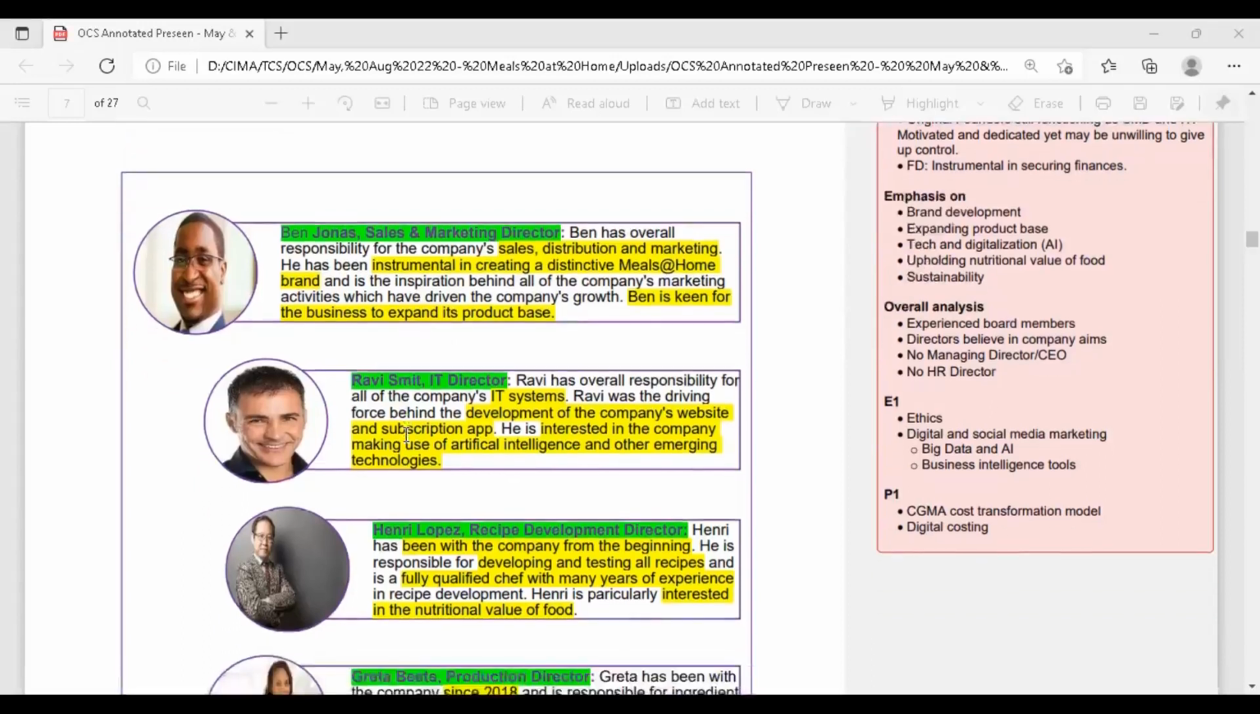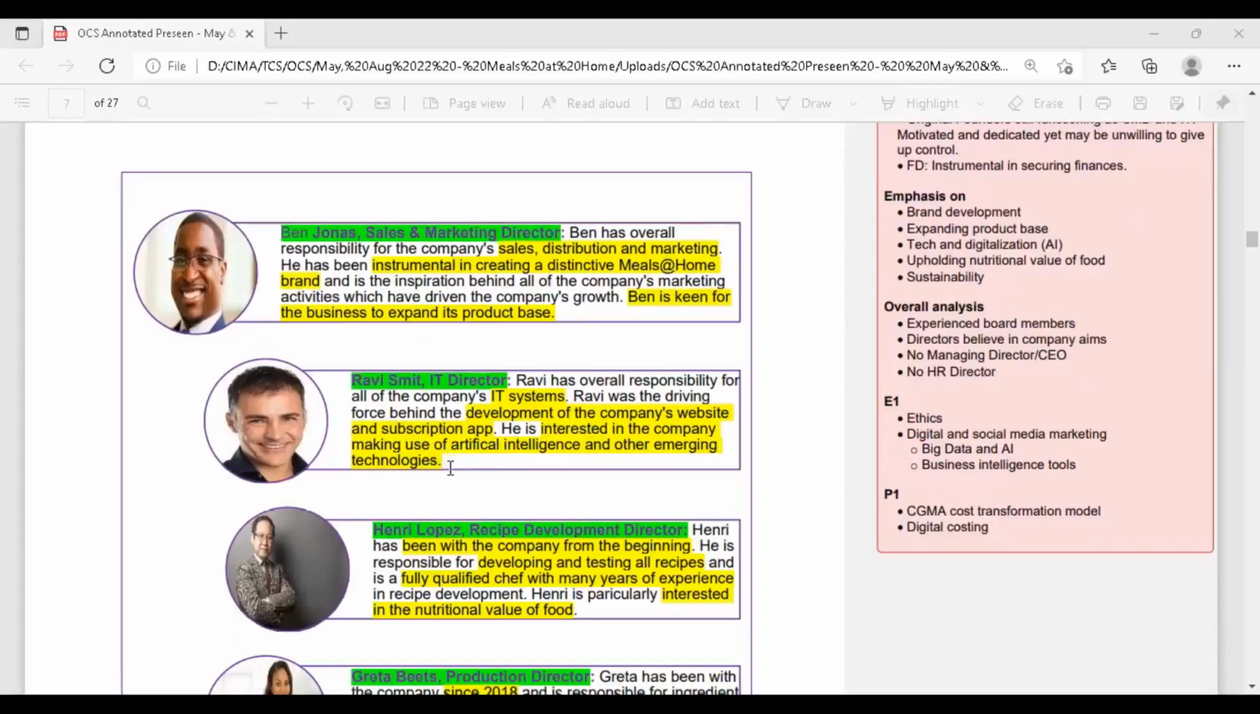Then let's look at the IT director, Ravi Smith, the second founder or the co-founder of this company. Ravi had developed the IT systems since he's from an IT background. He was involved with the development of the company's website as well as the subscription app. So he has hands-on experience with the company operations, and he is interested in the company making use of artificial intelligence and other emerging technologies.